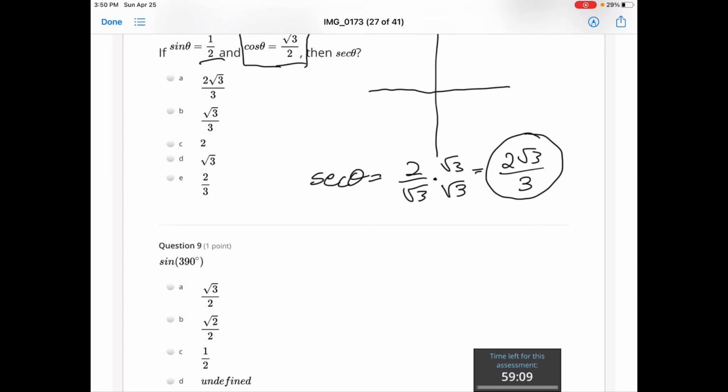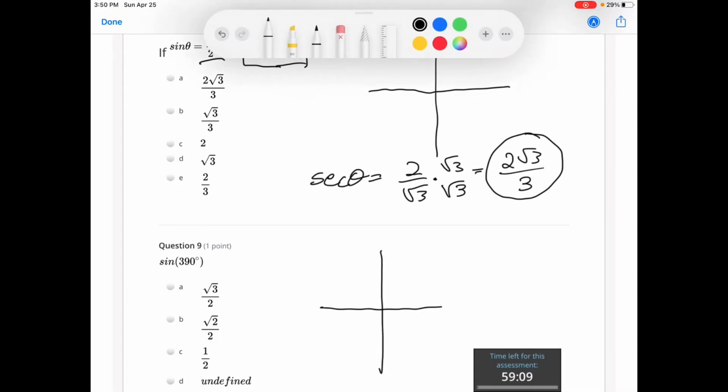Okay, number 9 wants to find sine of 390. So let's figure out where 390 degrees is. Well, if you go all the way around the circle, you're at 360 degrees. I need to go 30 more, so about here. So this is going to have the same coordinates as 30 degrees.